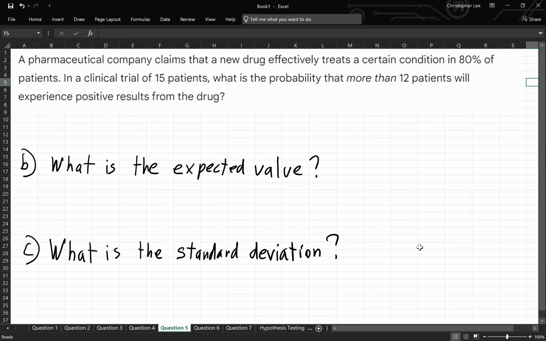Let's look at question 5. Oh my gosh, this is way too easy. Right? That's what I get for copy and test questions. All right, so a pharmaceutical company claims that a new drug effectively treats a certain condition in 80% of its patients, right? In a clinical trial of 15 patients, what is the probability that more than 12 patients will experience positive results from the drug? Oh boy, I need some highlighter on this. So I have 80% of its patients. I have a trial, 15 patients, and more than 12.